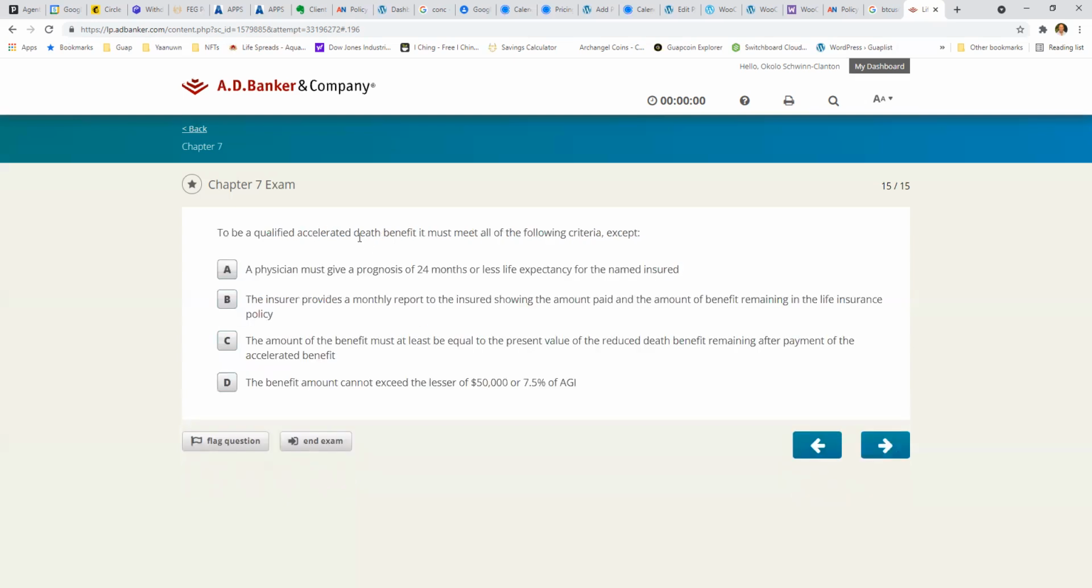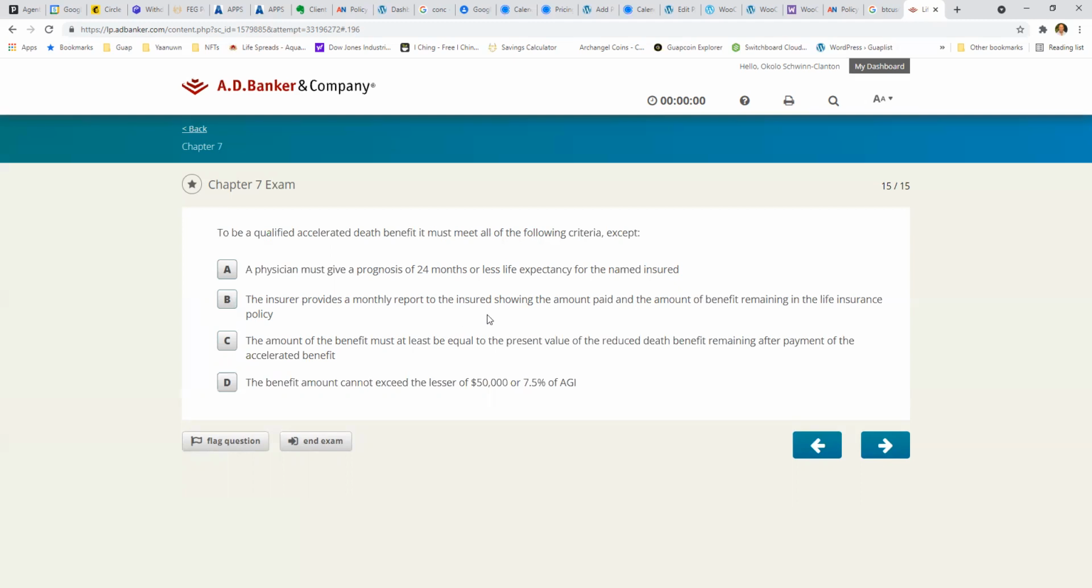To be a qualified accelerated death benefit, it must meet all of the following criteria except. So it must meet these requirements. A physician must give a prognosis of 24 months or less life expectancy for the named insured. That's true. The insurer provides a monthly report to the insured showing the amount paid and the amount of benefits remaining in the life insurance policy. That's also true.